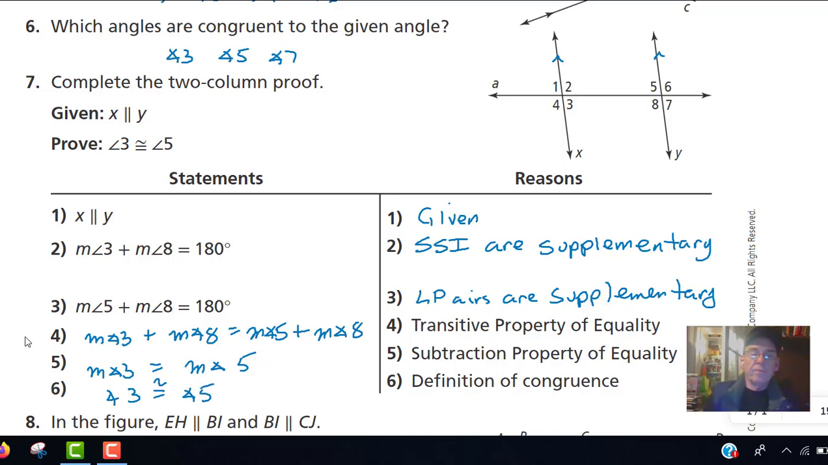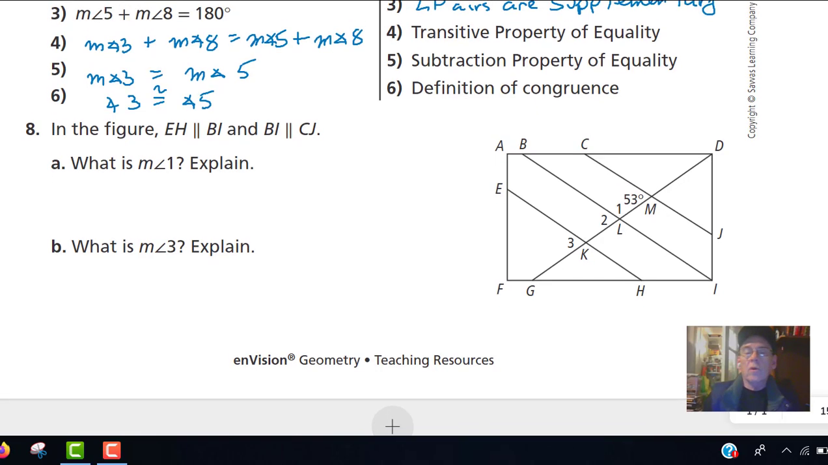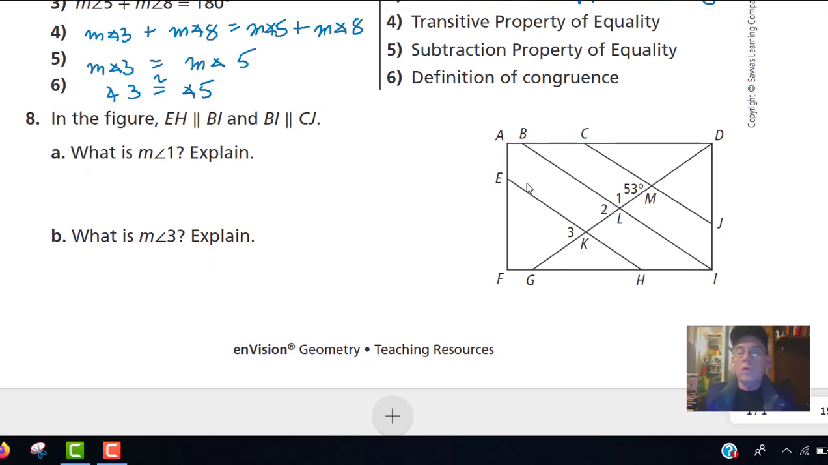Okay, let's move on. So in this figure, we have EH parallel to BL. So EH and BL or BI are parallel to each other, and BI is parallel to CJ. So these three sets of yellow marked lines are all parallel to each other. What's the measure of angle 1?